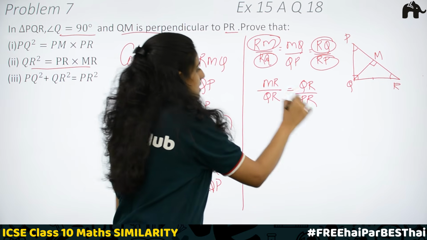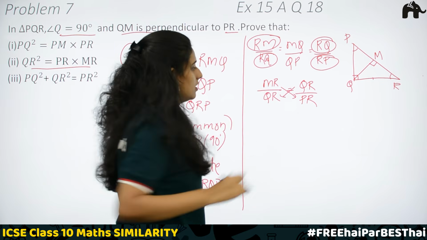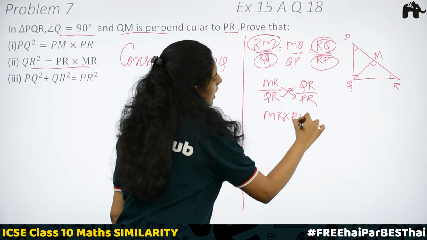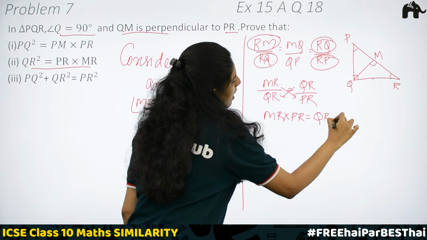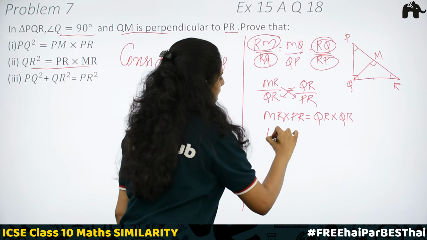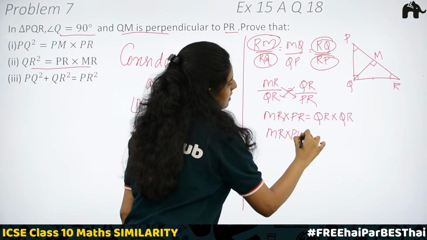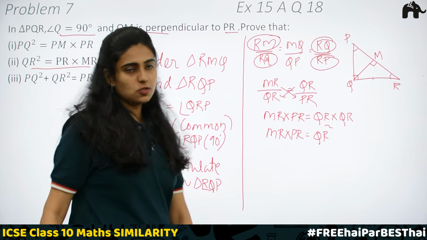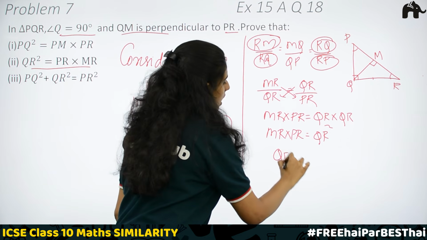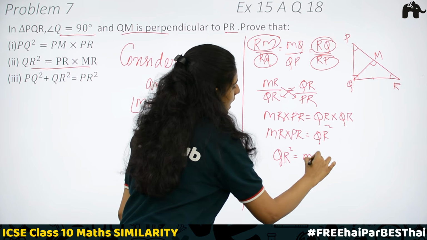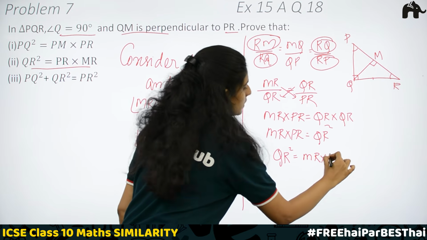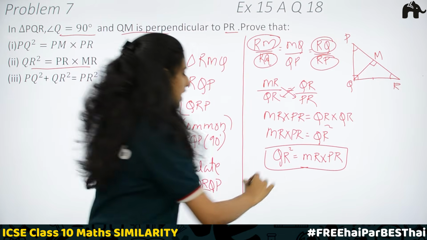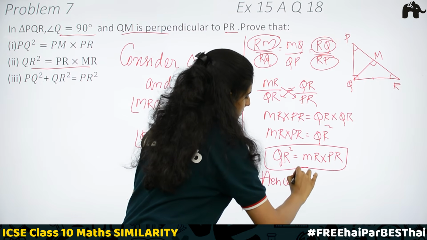Okay. Next step, cross multiplying. We get MR into PR is equal to QR into QR. MR into PR is equal to QR square. QR into QR is QR square. That is QR square is equal to MR into PR. This is what we had to prove. Hence proved. So this is the second part.